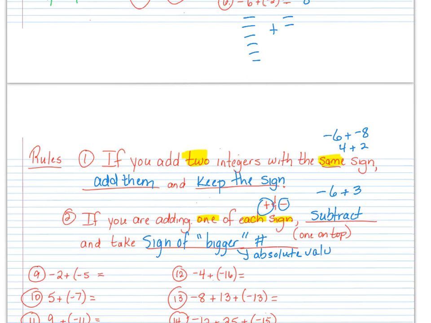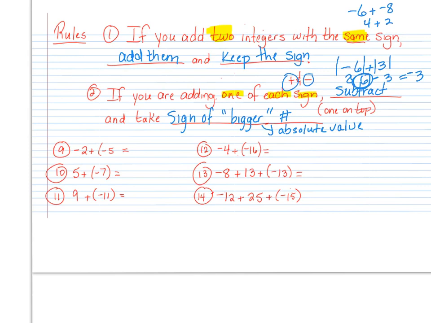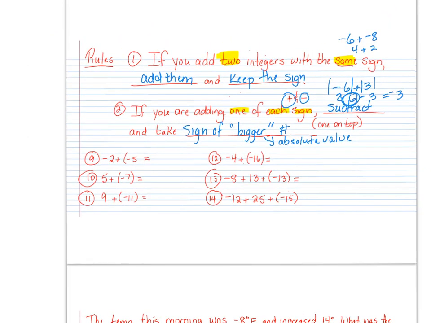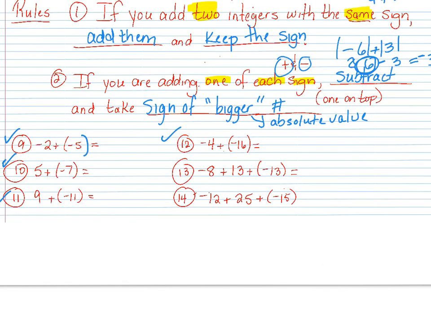Okay, so let me show you on the one above. We take the absolute value of each of these. It's one of each. It's 6 and 3. We know they're one of each, so we're going to subtract, and we get 3. And we take the sign of this one's number in the original problem, which was -3. Okay? Make sense? All right, so I want you guys to do number 9, 10, 11, and 12.